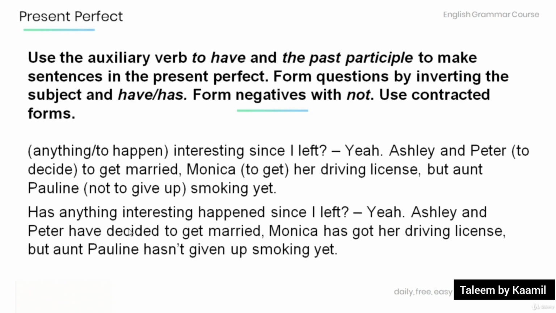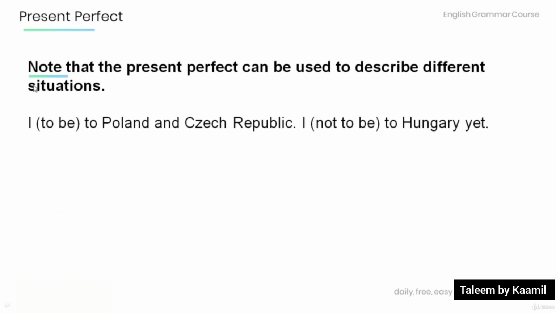Has anything interesting happened since I left? Yeah. Ashley and Peter have decided to get married. Monica has got her driving license, but Aunt Pauline hasn't given up smoking yet. Note that the present perfect can be used to describe different situations.